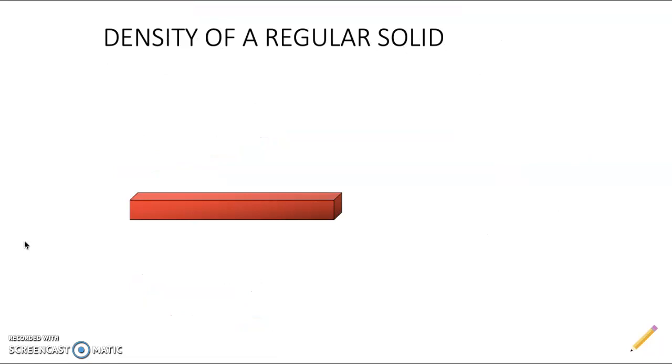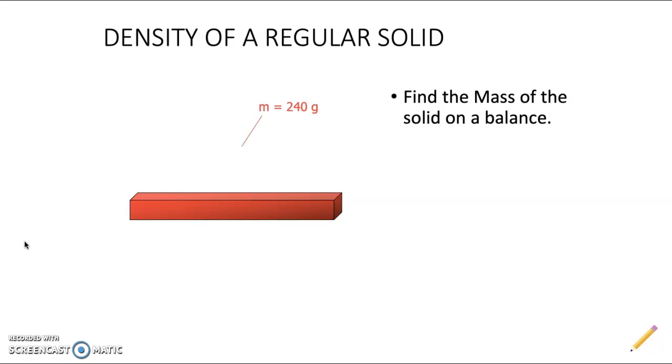So how do we work out the density of a regular solid? Now, we know that density is the mass divided by the volume. So we need to find out what the mass and the volume are to be able to work out what the density is. So, how do you find the mass of an object? You put it on a balance. So if you find the mass of a solid on a balance, it might equal 240 grams, let's say.